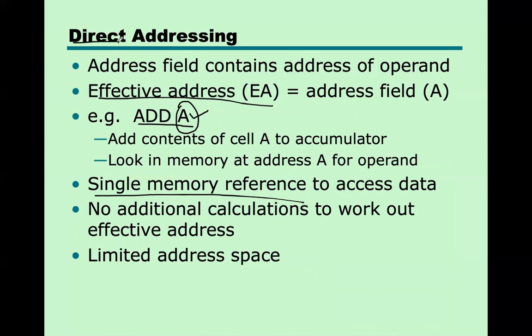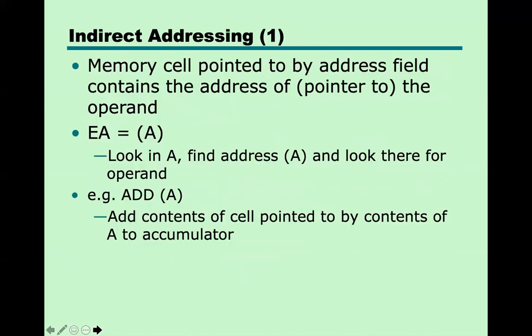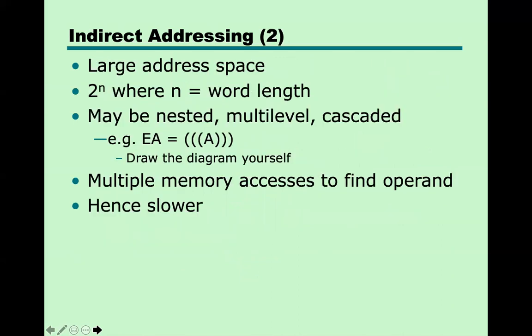What is the disadvantage of this? Limited address space. In direct addressing mode, the disadvantage is limited address space, because if you have less memory, only a limited address space will be available. So this is the direct addressing mode. The first mode was immediate addressing, the next was direct addressing, and the third is indirect addressing mode. I will explain this also through a diagram.